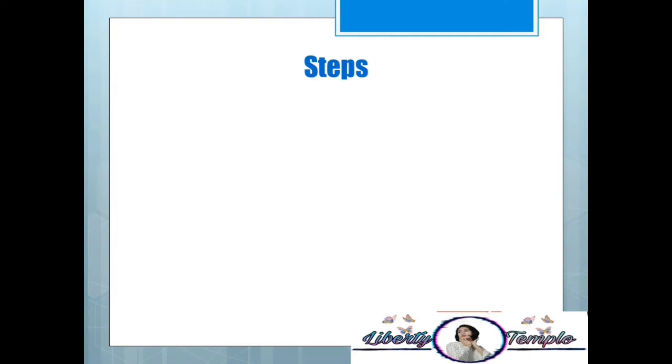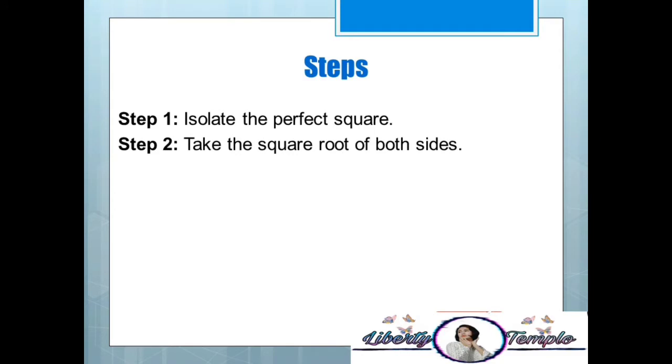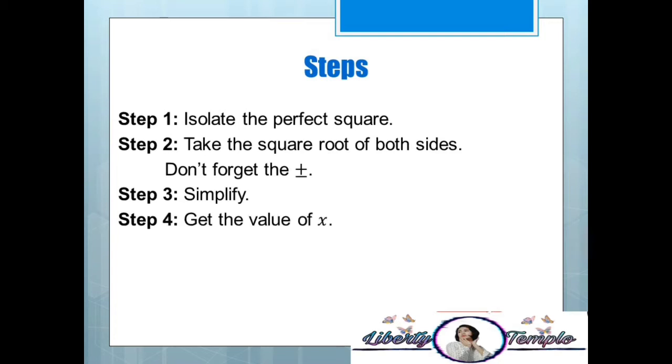So we have different steps in solving quadratic equations by extracting square root. The first step is to isolate the perfect square. Next, we need to take the square root of both sides, and don't forget the positive negative sign. Third, we need to simplify. Then we need to get the value of x and check if the solutions is or are correct.